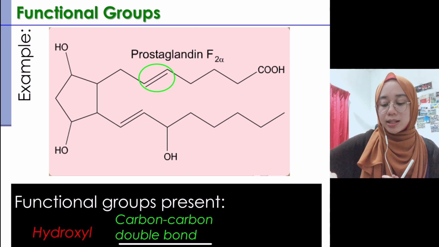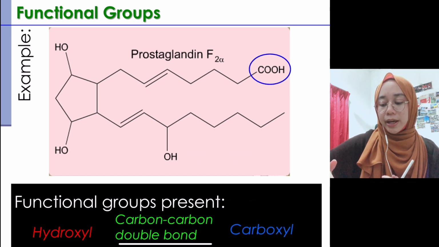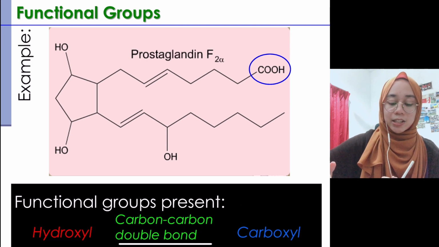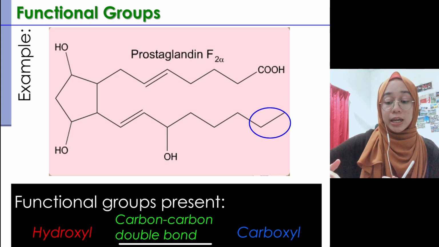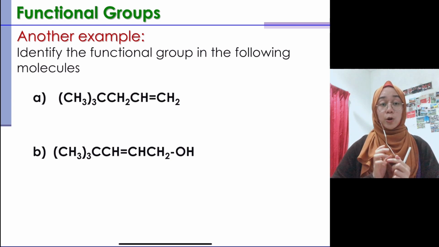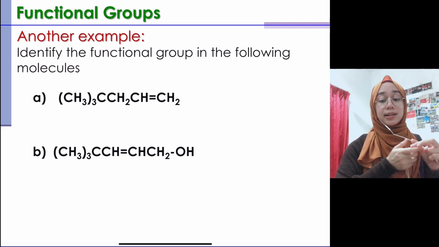Okay, and lastly, what we have here is on the right side, okay, kita ada COOH yang kita panggil sebagai carboxyl. Okay, so that is how you identify the functional group in the compound. Okay, so let's go through another 2 example kat sini. Ini Miss bagi dalam bentuk condensed lah. Tadi tu Miss bagi dalam bentuk skeletal kan.